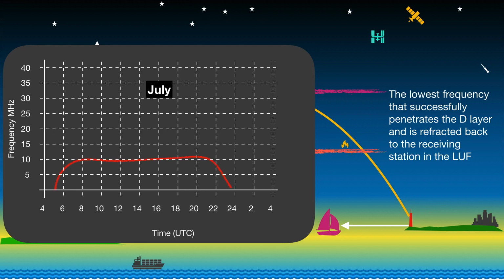And that's because it's July, it's summer, the days are long, and over that path there is considerable ionization of the D layer. And in fact, it's only between about midnight and 5 that lower frequencies can be used that are not absorbed by the D layer. And it's during that time that you might hear MF or low frequency HF stations.